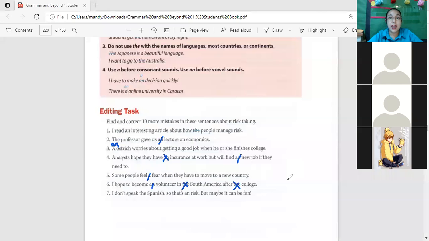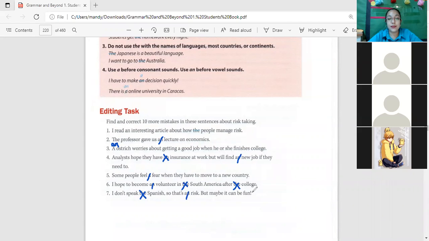And the last one, I don't speak the Spanish, so that's a risk, but maybe it can be fun. Spanish. Okay, I don't speak Spanish, yes. We don't use article with languages. So that's a risk. A risk. Okay, a risk. So that's a risk. Yeah, but maybe it can be fun. Okay, these are the mistakes in that part.